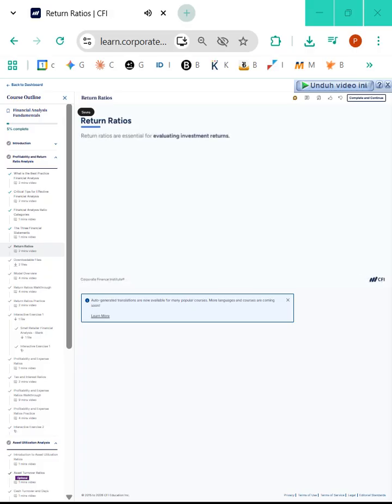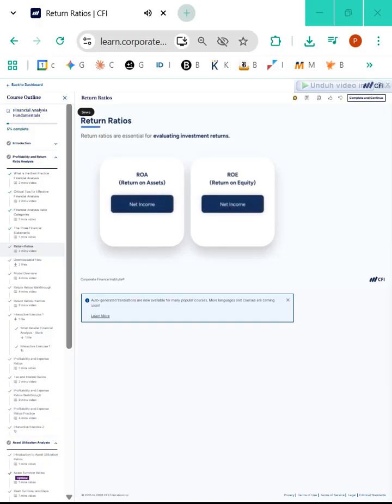Return ratios are essential in evaluating investment returns. 2 widely used ratios are return on assets, sometimes referred to simply as ROA, and return on equity, sometimes referred to simply as ROE. Now, for each of these ratios, we compare the bottom line profit from the income statement. That's known as net income, net earnings, or net profit. Yes, they're all synonyms for the same thing. And we compare that to either total assets in the return on assets ratio or to total shareholders' equity in the return on equity ratio.